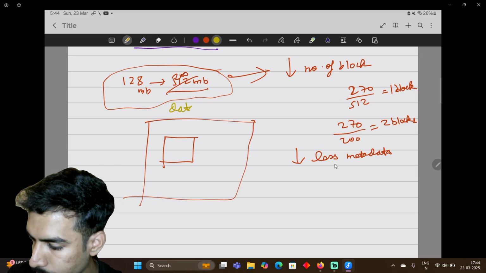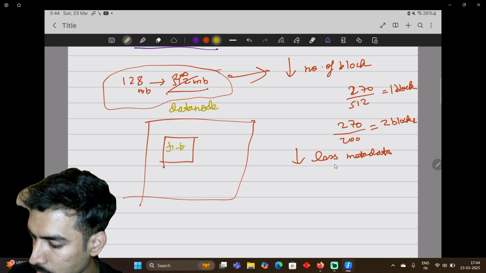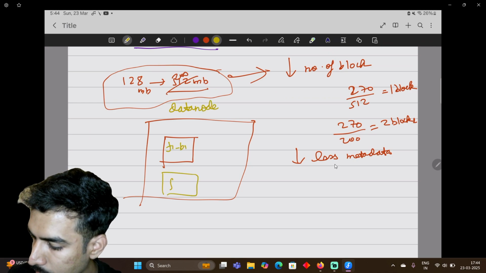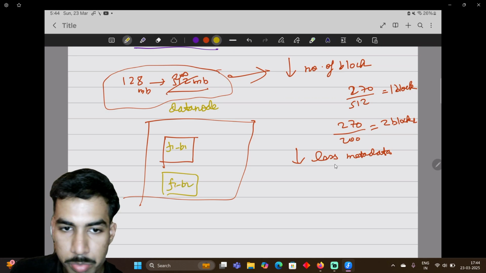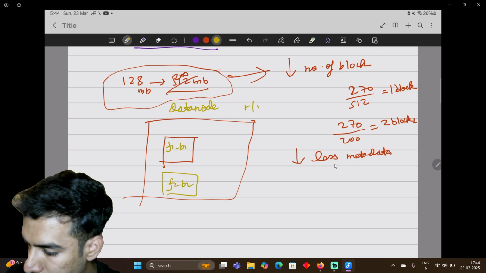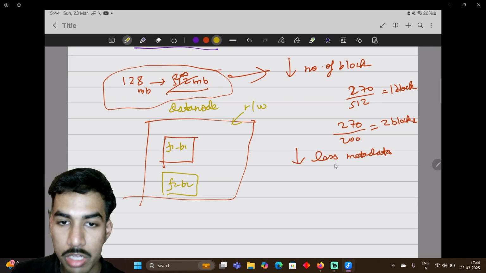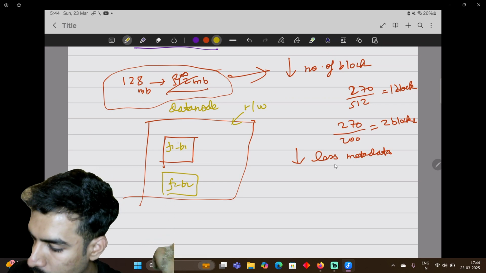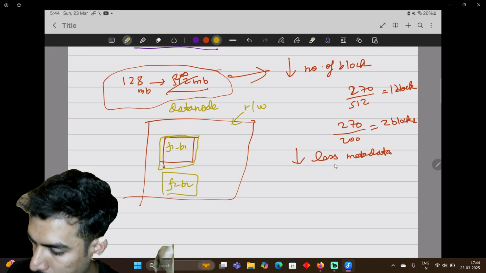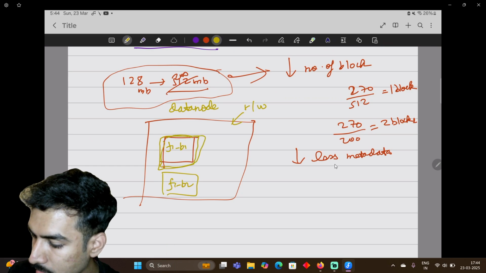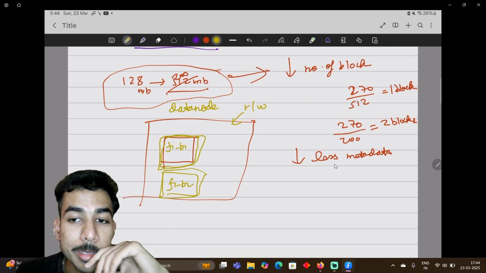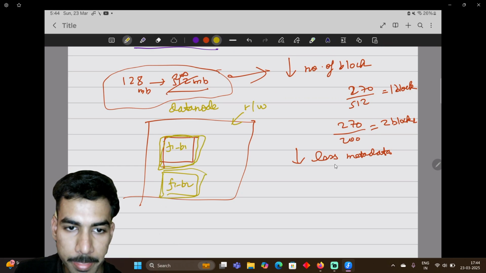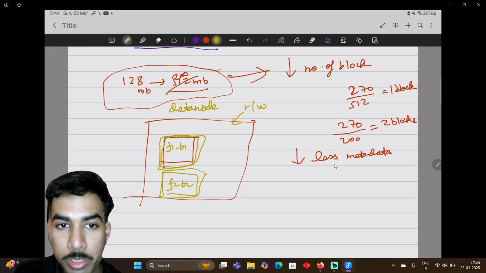Inside your data node, F1 B1, let's say for 200, and F1 B2. To perform read or write operations on these blocks now would take more time, because it has to scan through the entire block and then perform the operation. So the read and write operations would take time. Any operation would take more time.